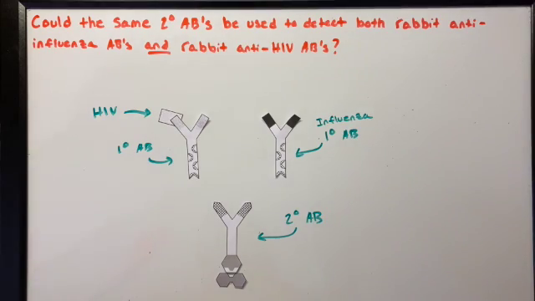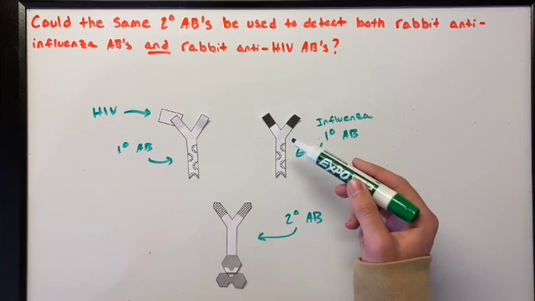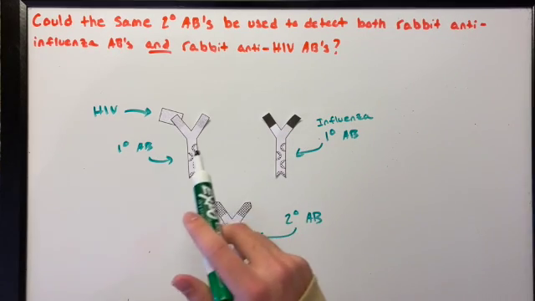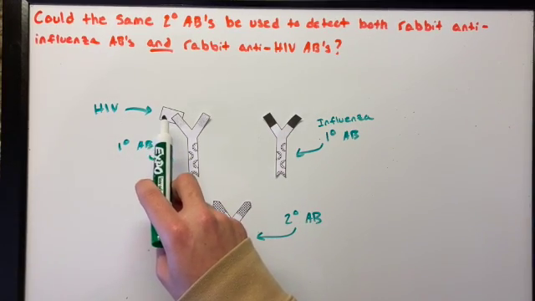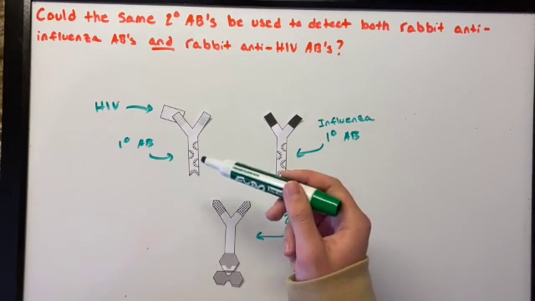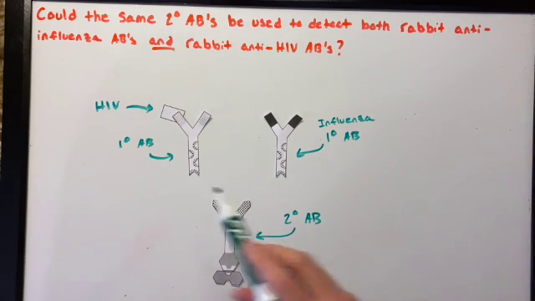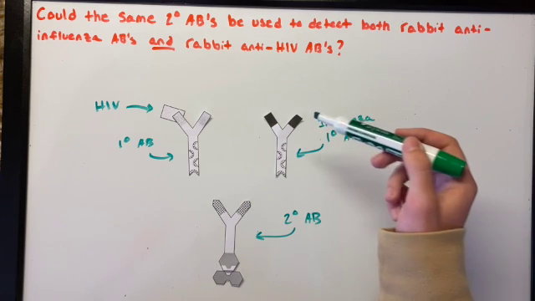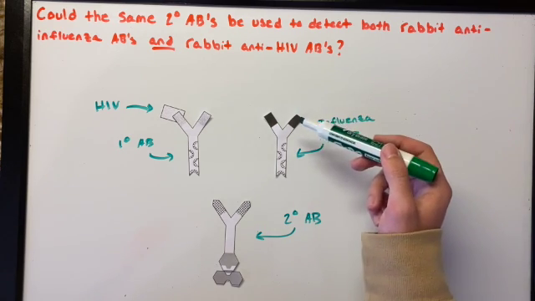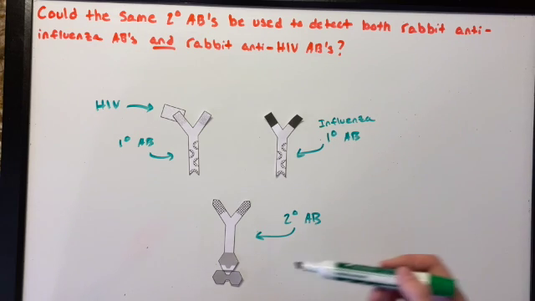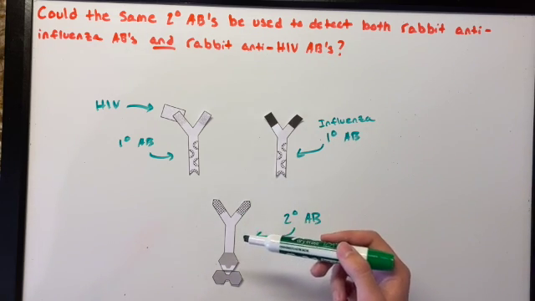In this scenario, we want to determine whether the same secondary antibodies, in this case goat anti-rabbit, can be used to detect both rabbit anti-influenza antibodies and rabbit anti-HIV antibodies. Here we have our pre-existing influenza primary antibody, and here we have our HIV antigen, which has been recently injected into the rabbit, and the correlating primary antibody to detect that HIV antigen. In this example, it's only the HIV antigen that is present. The influenza antigen is not present, but the influenza primary antibody is. And here we have our secondary antibody.